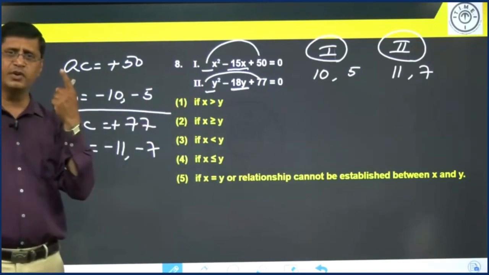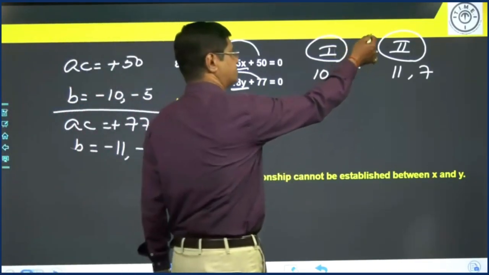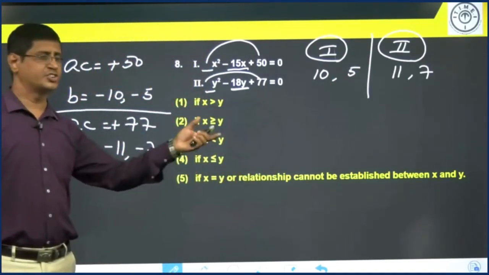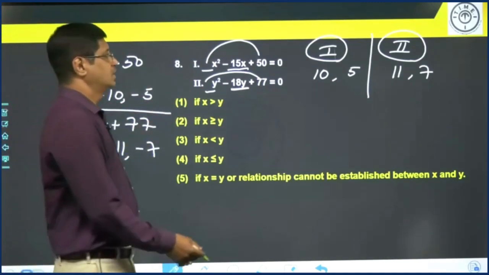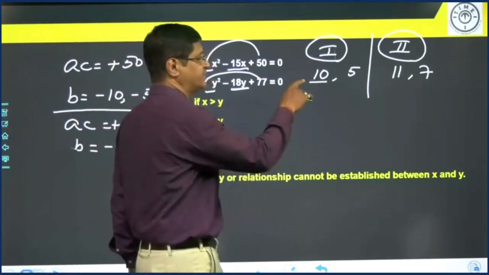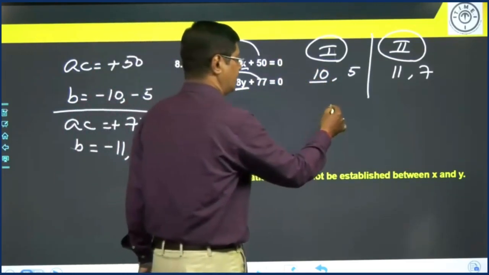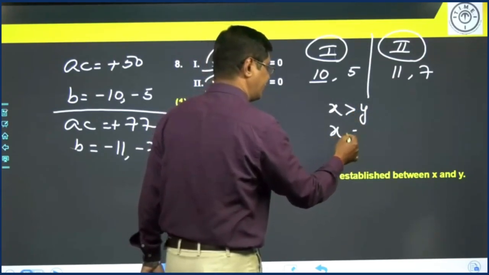Here the y square coefficient is 1. So 11 and 7. Dear students, just observe this. What is the relationship we can establish? The value of 10 is greater than 7, less than 11. So x is greater than y and x is less than y.